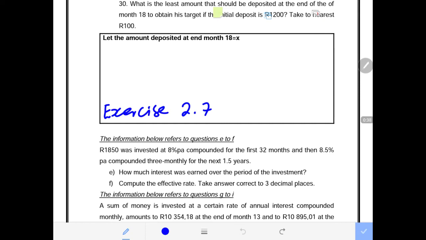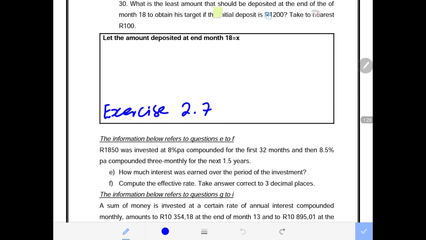Now it says the information below refers to question A to F. 1,850 was invested at 8% per annum compounded for the first 32 months, and then compounded. There's something that must be missing here. I must have forgotten to type. Let me just check it, because it should be clear if it's compounded monthly or compounded 2 monthly. If not, that will not be a problem. This is on page 26 of your notes.